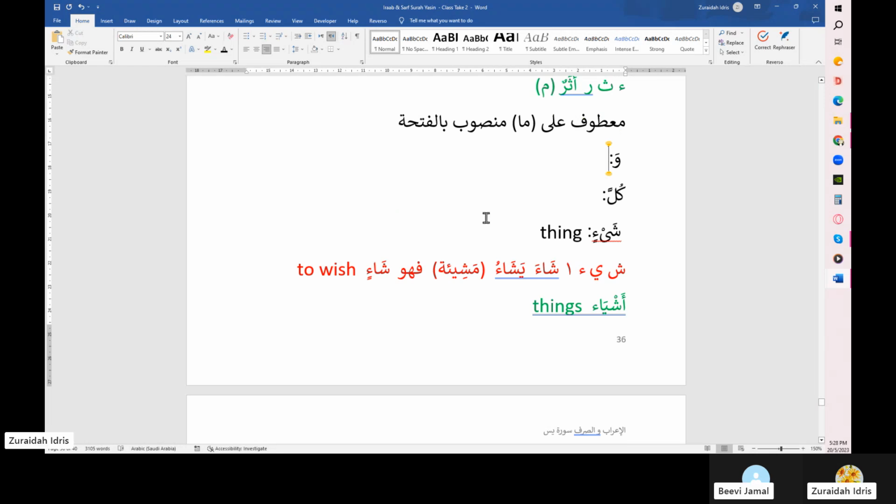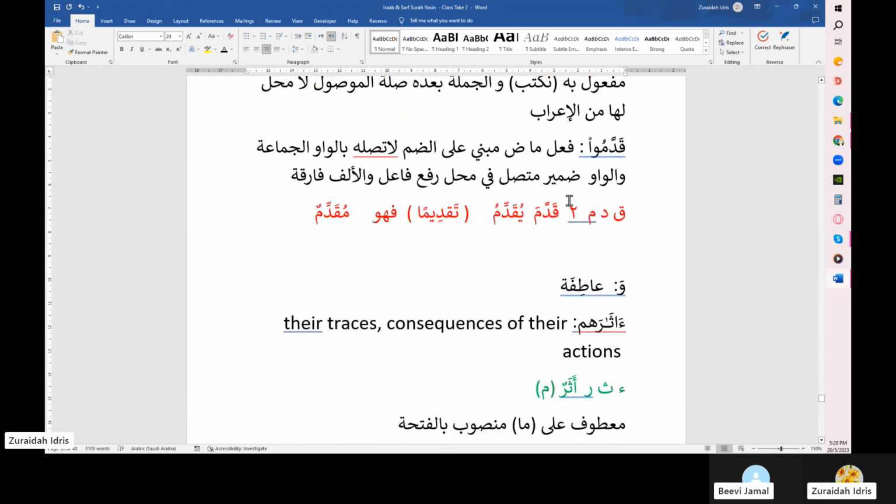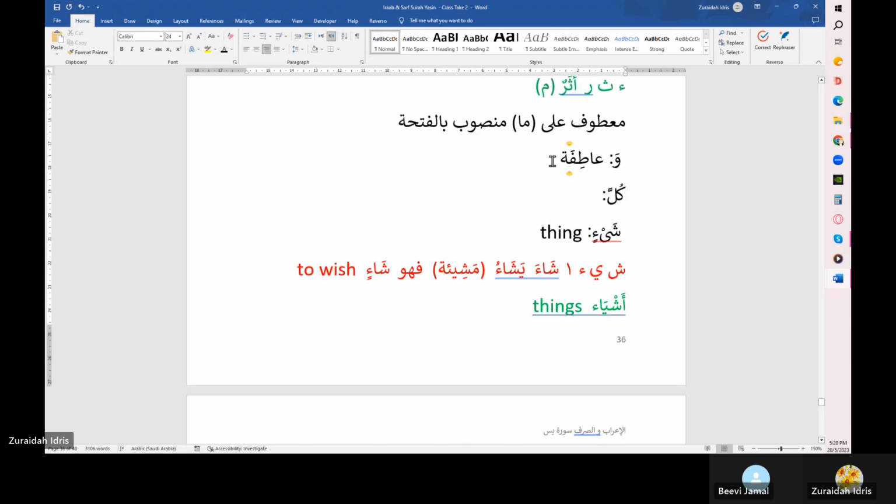So now this other waw. Wa kulla shay'in ahsaynahu fi imamin mubin. What kind of waw is this? I think it's still atifah. Absolutely, this is atifah, because he's still talking about what they sent ahead and what they left behind. And every one of it is going to be numbered or enumerated. So we have this kulla. Okay, this kulla is interesting.